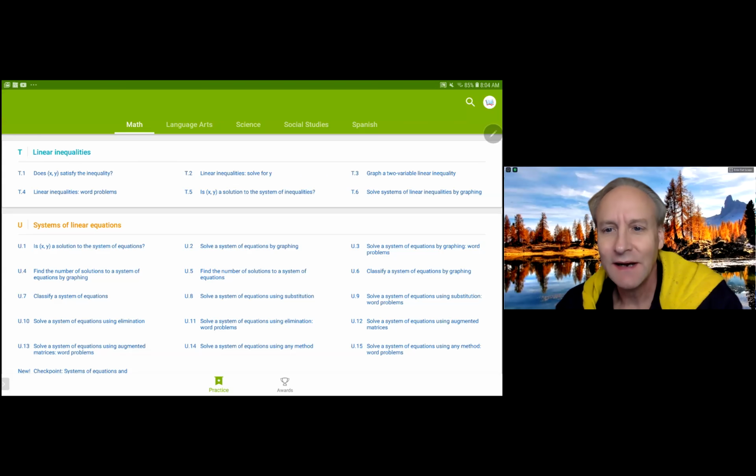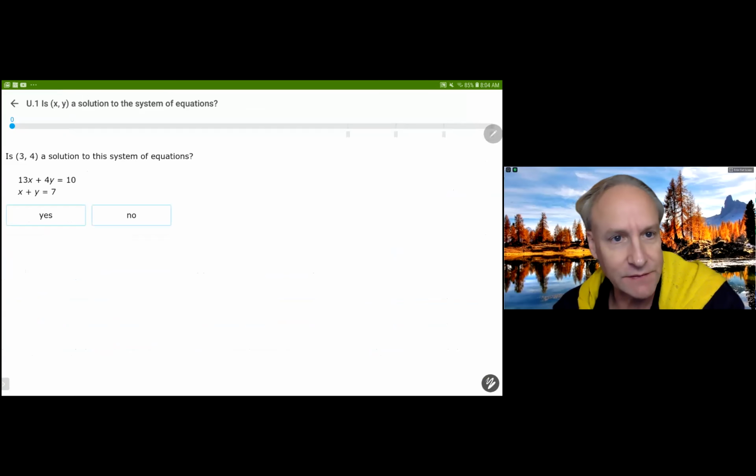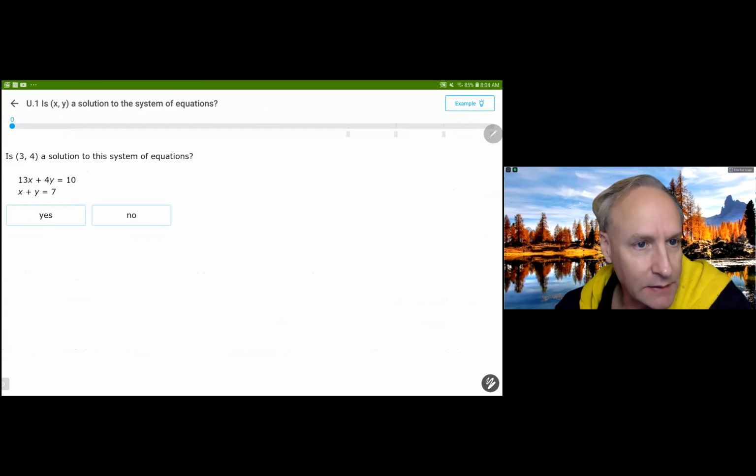Hi, everybody. I haven't previewed this one, so we're going to take a look at the first section in Unit 1 of Algebra 1 IXL, and it's: is the point (x, y) a solution to a system of equations? So we'll take a look at it, see what it looks like. I'm assuming they're going to ask us to substitute in and test to see if it's a solution or not.